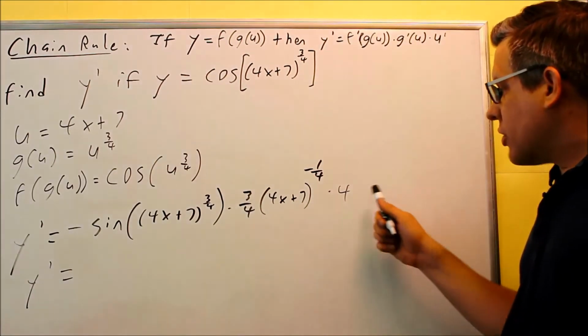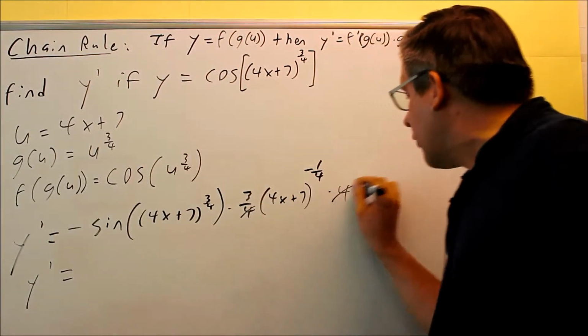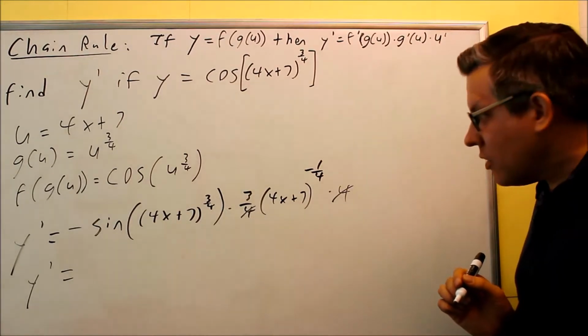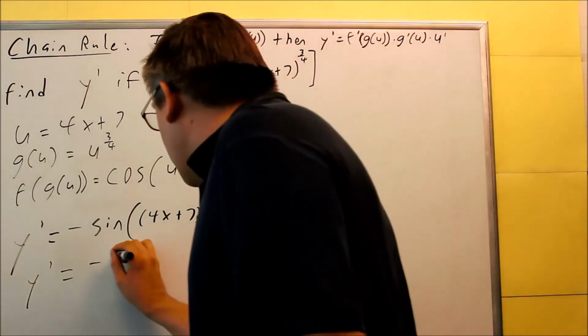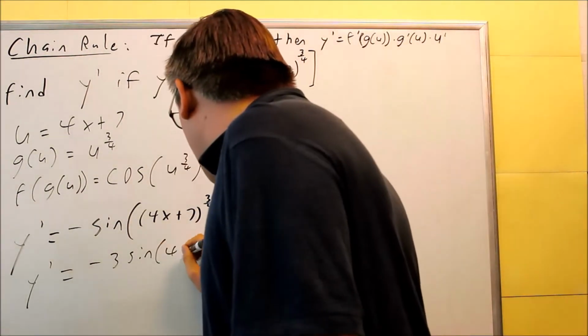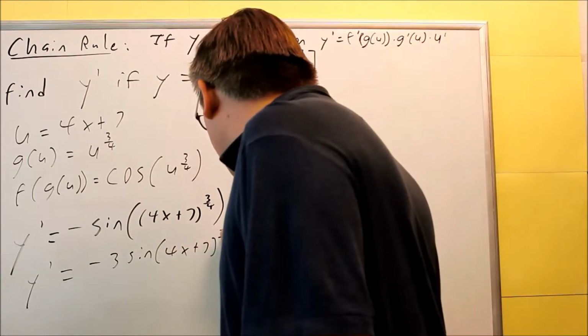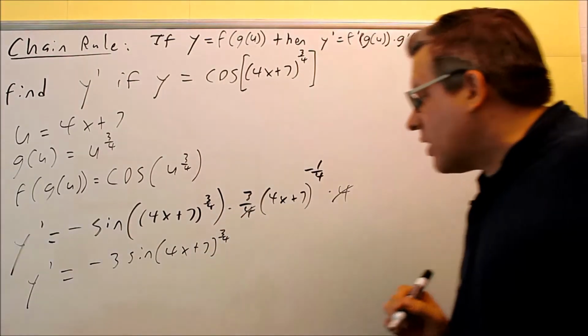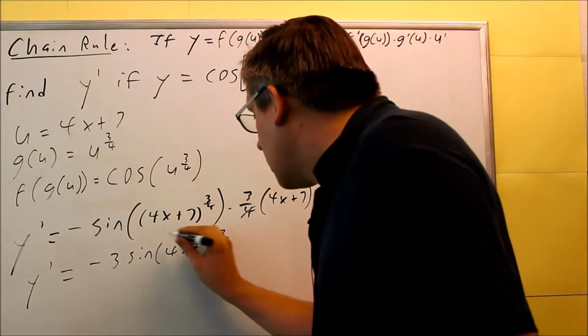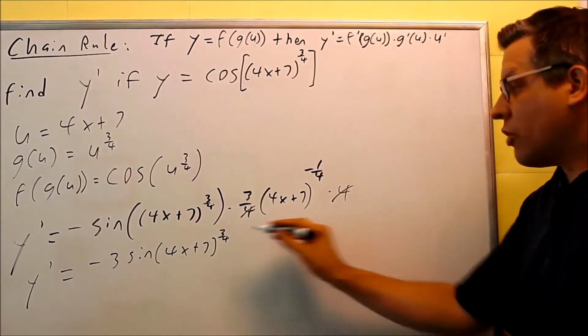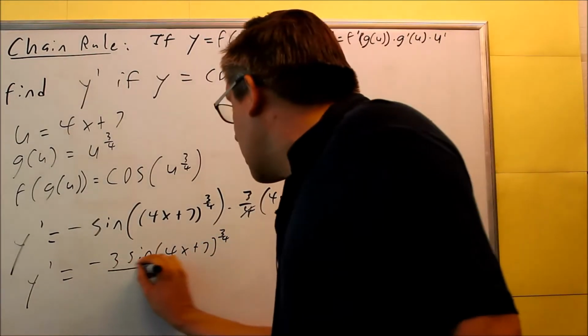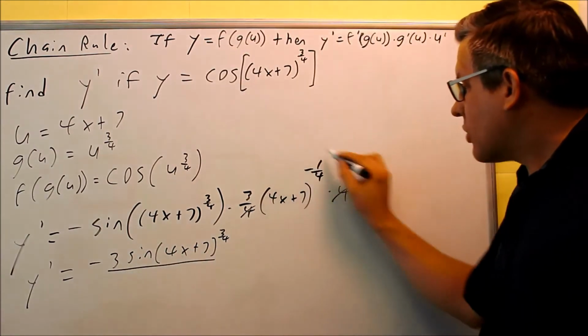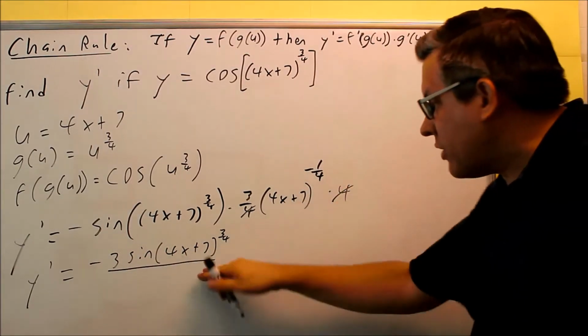For this one, what I noticed is there's a 4 and the 4 here. Those are going to cancel out. So that'll leave me with negative 3 sine of 4x plus 7 to the 3/4. You can write it like that. You don't need the extra parentheses in this case. All this is going to be over this term because it's a negative power. We'll write that on the bottom.